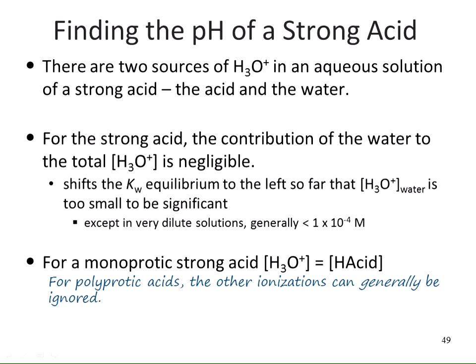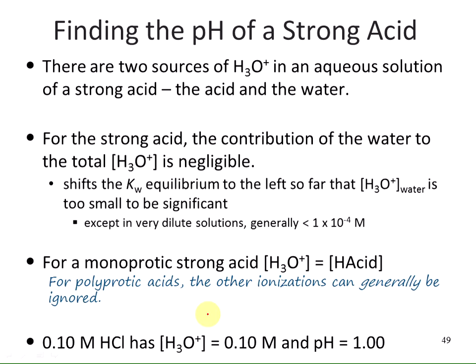And for a monoprotic strong acid, the concentration of the hydronium ion is going to be equal to the concentration of the acid. For polyprotic acids, the other ionizations can generally be ignored. So for example, 0.1 molar HCl has a hydronium concentration of 0.1 molar, and if you take the negative log of that 0.1, you get a pH of 1.